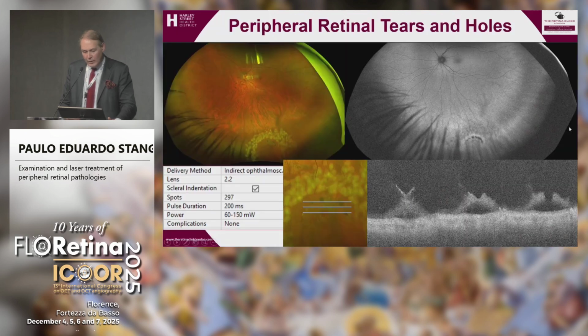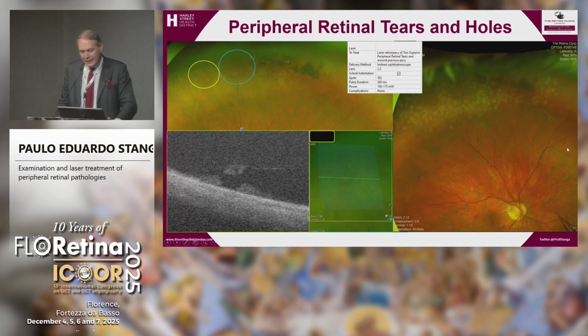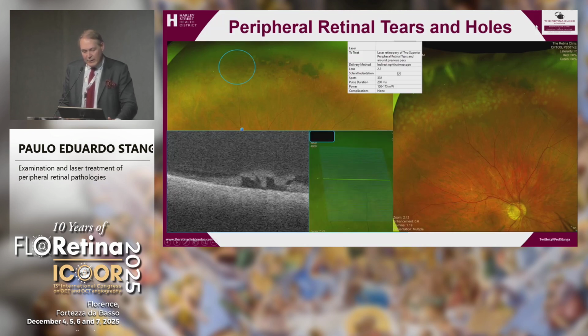That's the little hole. And another example, it would be very difficult to treat this round hole with fluid and traction with a contact lens. Another example of peripheral retinal tears and the type of laser that I do and the settings, 200 milliwatts.